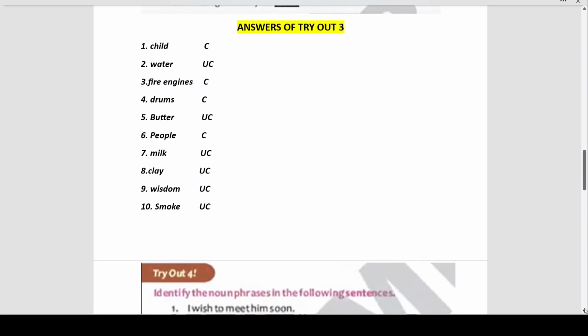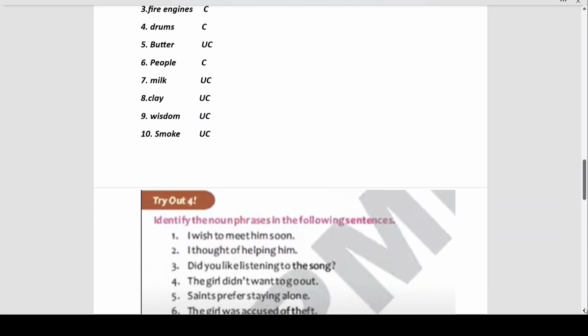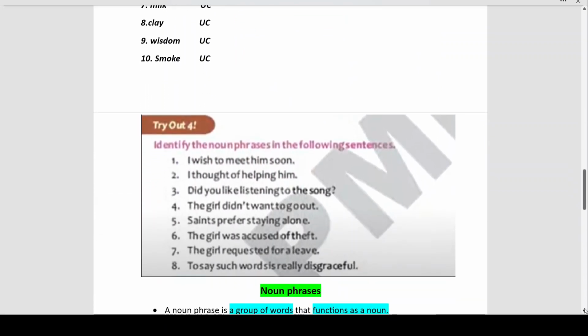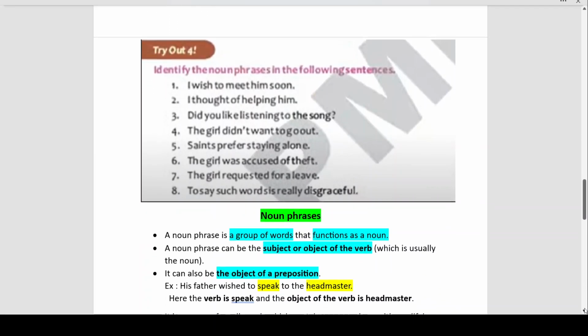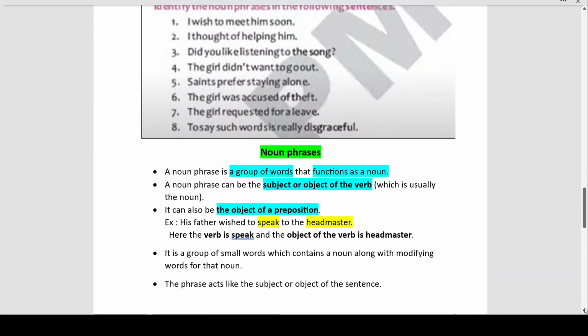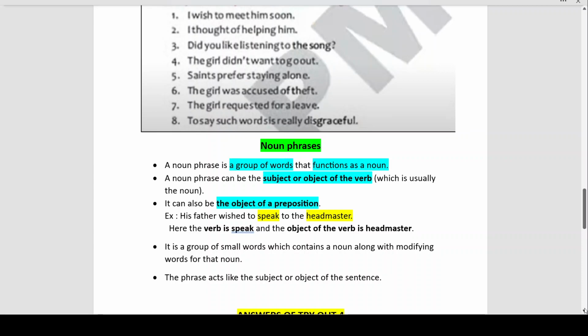Next, we go over to try out 4. Identify the noun phrases in the following sentences. But before that, students, let us understand what noun phrases are. A noun phrase is a group of words which functions as a noun. A noun phrase can be the subject or object of the verb.